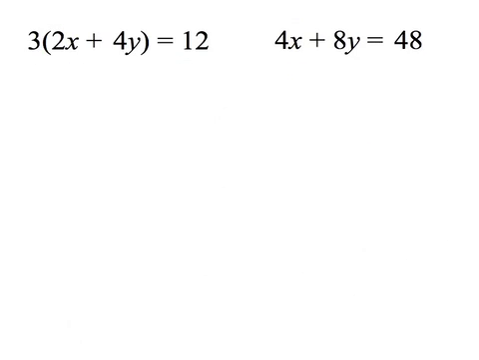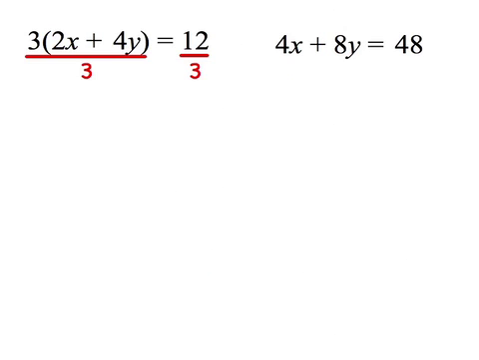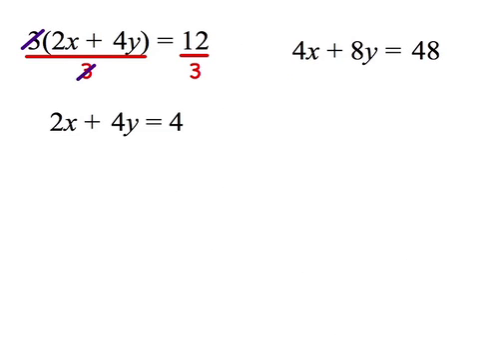And let's do one more. And this one is not solved for x, it's not solved for y. The one on the right is in standard form, but the one on the left is not in any special form. But we'll take care of that by dividing both sides by 3 on our equation on the left. The 3's cancel. 12 divided by 3 is 4. Now both equations are in standard form. But we're going to solve one of the equations for y so that we can substitute later.